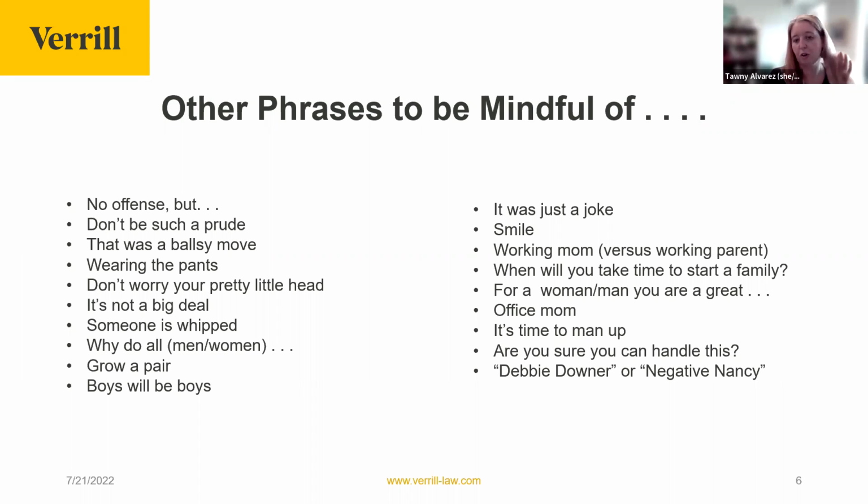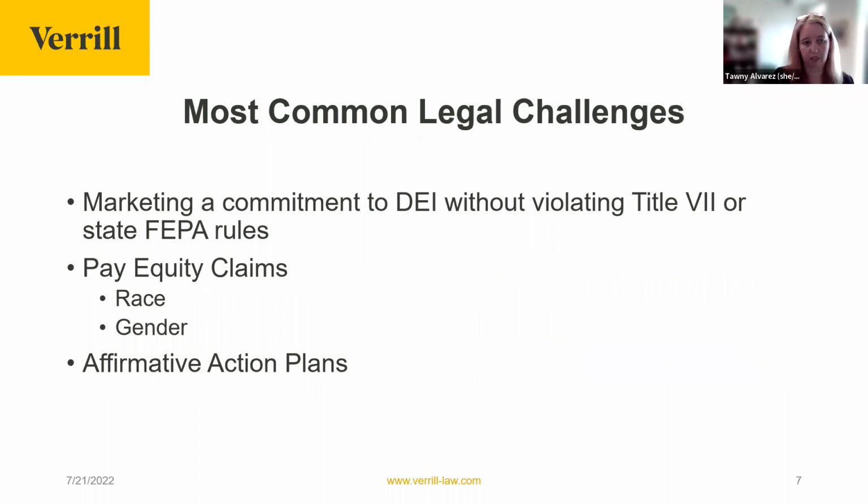The other one is, it's no big deal. You'll see that in the first column. Clearly, if the employee has brought it to your attention, to them it is a big deal, and it's not helpful to minimize how they feel about the topic. So with that foundation of DE&I concepts and ways in which we can improve ourselves and our management team, let's jump to the most common legal challenges that we see.